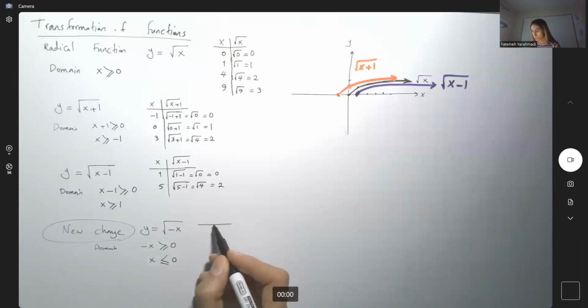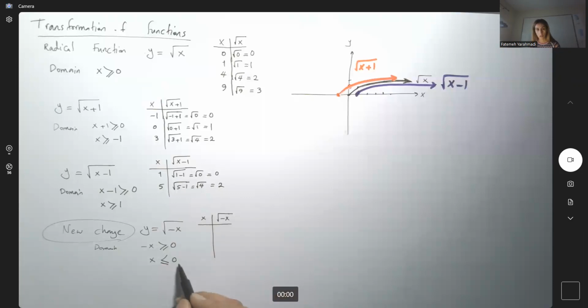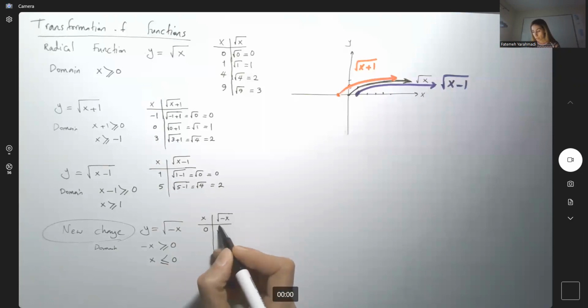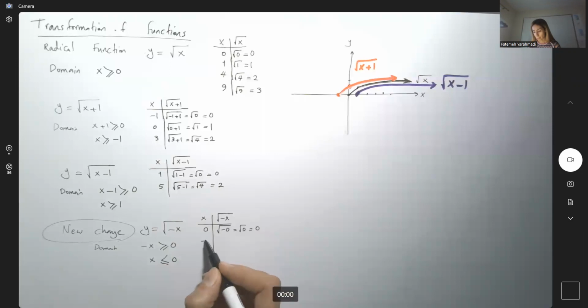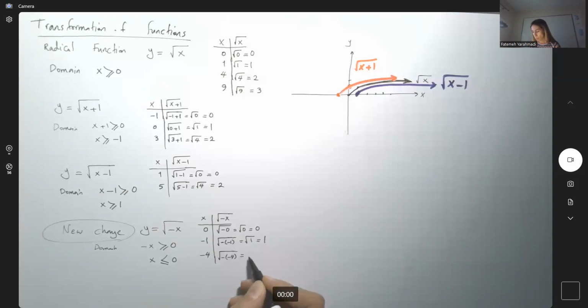This is the domain of this function. Take a look at the point plotting steps. x and square root of minus x. I know it takes values like 0 and some negative numbers. If I plug in 0, I get square root of negative 0, which is square root of 0 or 0. Now, I'm going to plug in, for example, negative 1 here. I have a negative sign inside the radical. Negative 1 becomes positive 1, or 1. I'm going to try another number, like negative 4. I have square root of negative 4, or square root of 4, or 2 back.